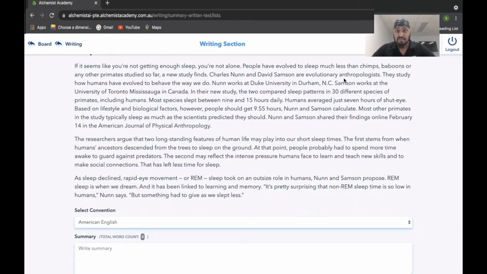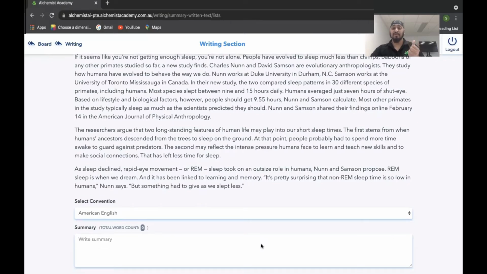So it's about sleep, sleepless, primates, study, humans, study, species, humans, sleep, skills, social, sleep. Okay, there are 3-4 keywords that I've come across. One is study, second is sleep, third is humans, fourth is species.